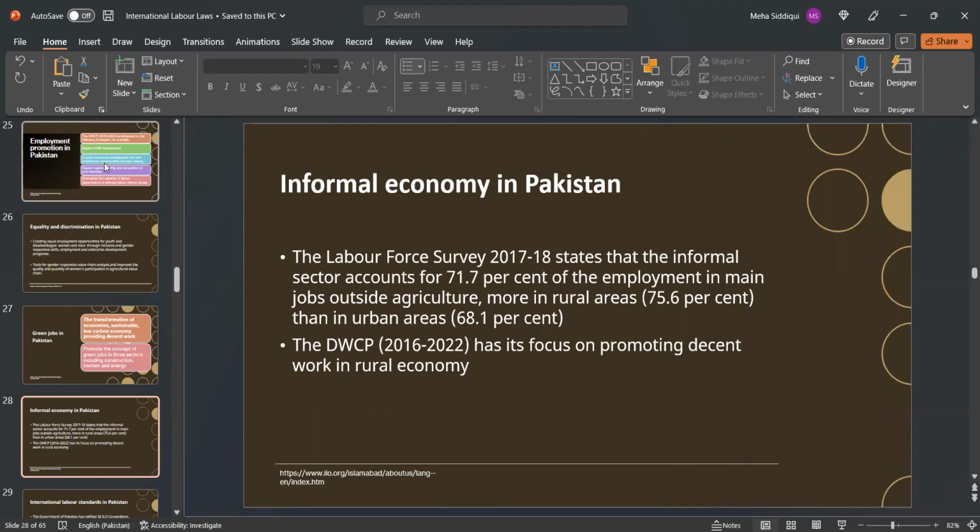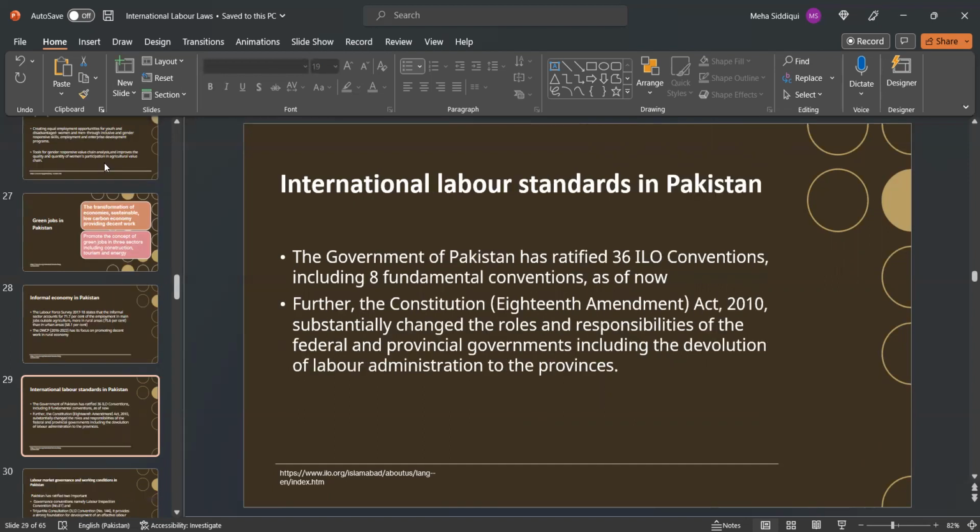Informal economy in Pakistan. The Labor Force Survey 2017-18 states that the informal sector accounts for 71.7% of employment in main jobs outside agriculture, more in rural areas, at 75.6%, than in urban areas, at 68%. The Decent Work Country Program focuses on promoting decent work in the rural economy.